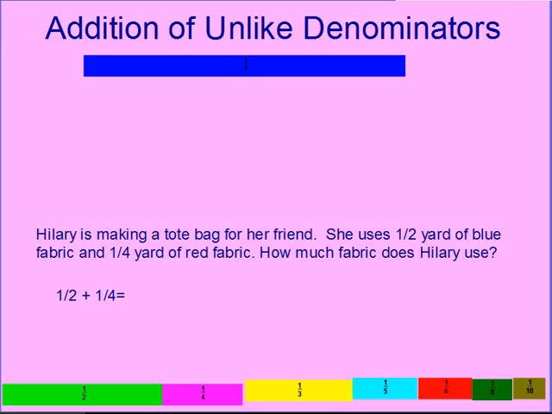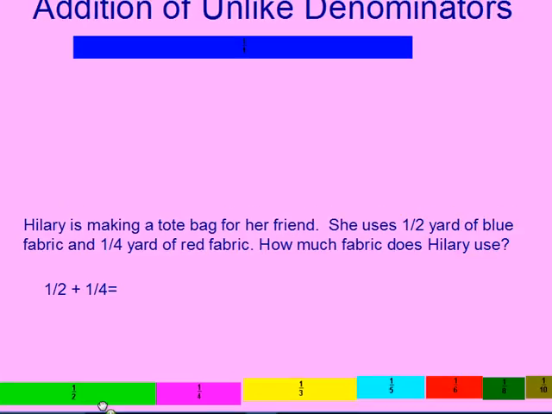Addition of unlike denominators. So go get the fraction blocks, I guess you'd call them, and we're going to model adding fractions. Once you have them, lay your number 1 over 1, or the whole, out. And here's our story problem. Hillary is making a tote bag for her friends. She uses 1/2 yards of blue fabric and 1/4 of red fabric.